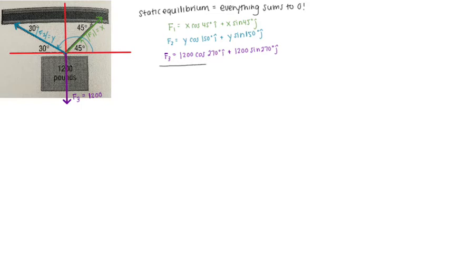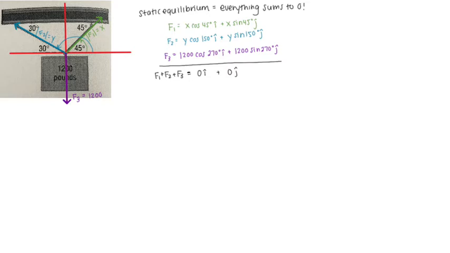All right, what do we know? Well, static equilibrium tells us that all of these things are going to sum to 0. So 0 in the i-hat direction, 0 in the j-hat direction. So I know that the sum of all of these forces must be 0. So F1 plus F2 plus F3 must equal 0 in both directions. All right, so let's use that information in order to set up a system of equations here.